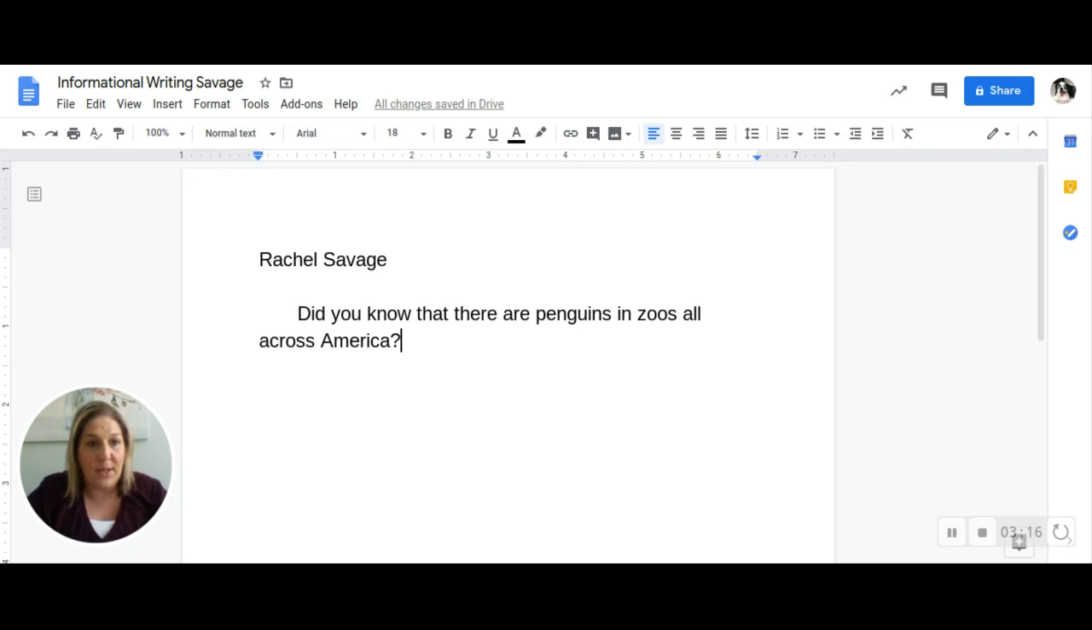But if I had some interesting facts, if I knew there were a certain number of species in the world or something like that, I could say something like, did you know that there are over however many species of penguin in the world, or penguins live in this many countries, or something from my research. And I could even put zoos all across, let's say, the world. Again, use your research. I'm just pretending to have research right now.